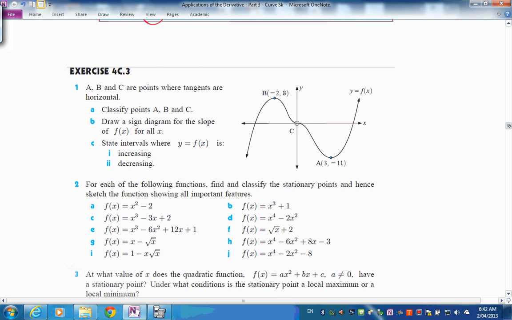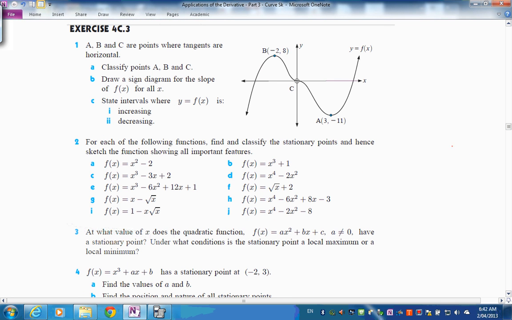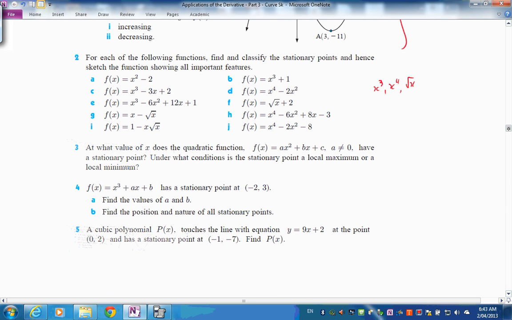Okay, but here we've got a little bit of revision of the terminology they've asked us about before. Here we have some functions. You could try all of them. I would certainly try the x cubed ones, the x to the 4th ones, and anything with a square root in it. Okay, try those at least. So pause the presentation, have a go. I'm going to then show you the rest of these now, 4 and 5.